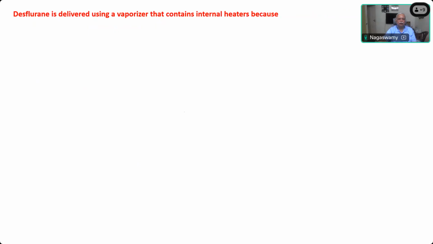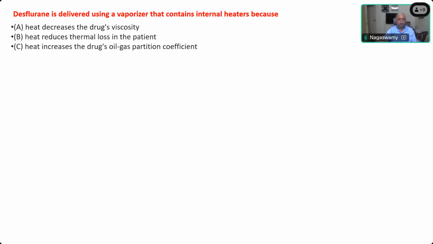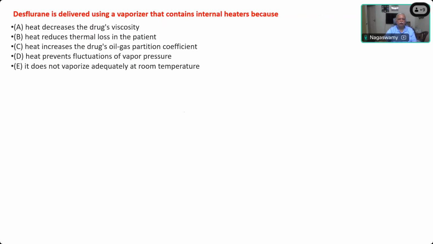Desflurane is delivered using a vaporizer that contains internal heaters because: heat decreases the drug's viscosity, heat reduces thermal loss in the patient, heat increases the drug's oil gas partition coefficient, heat prevents fluctuation of vapor pressure, it does not vaporize adequately at room temperature. It prevents fluctuations of vapor pressure, sir. Very good. D.